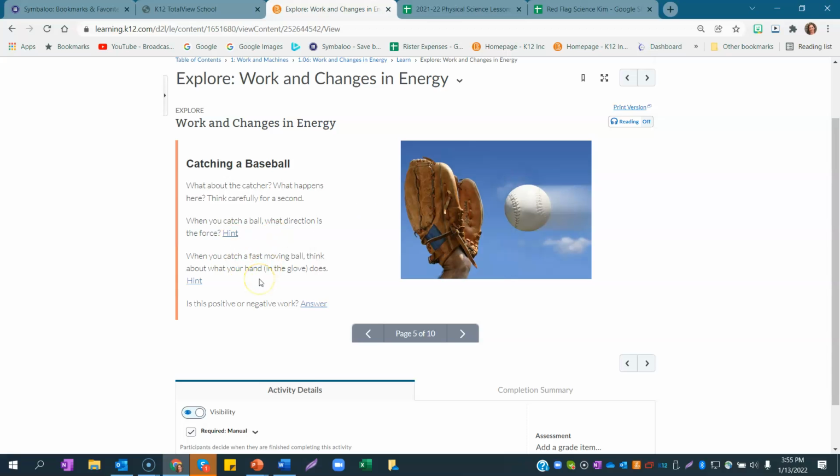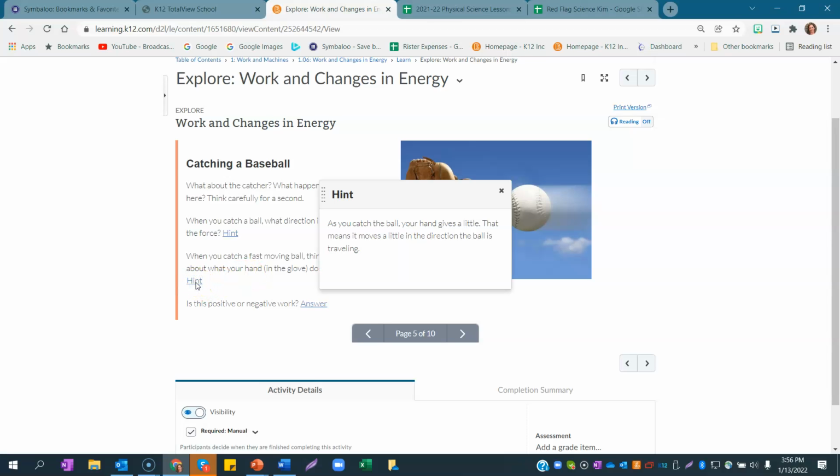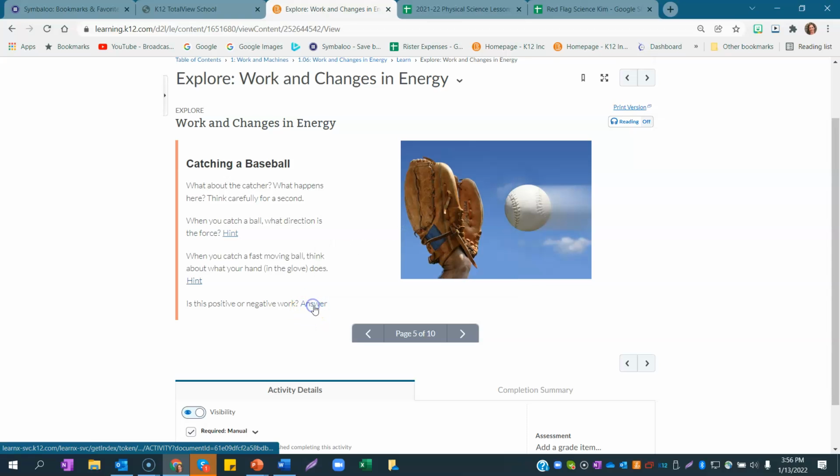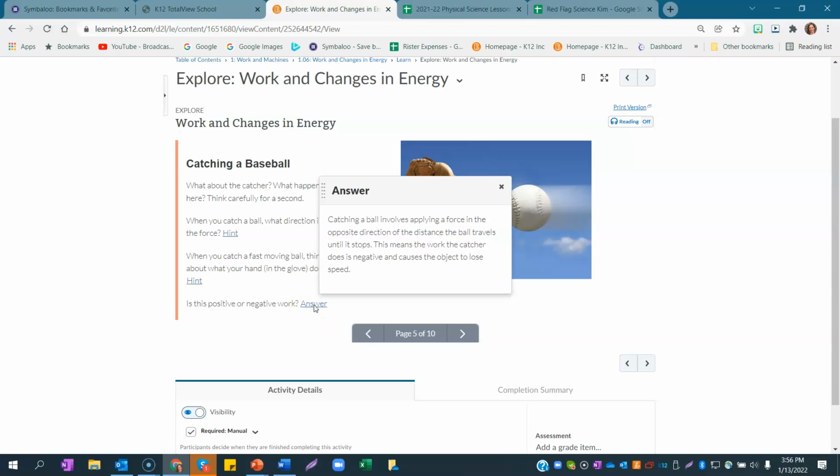When you catch a fast moving ball, think about what your hand in the glove does. Right? It's got to react to that. It can't just stop and have no motion. That would break your hand. Your hand's kind of absorbing some of that energy from the ball. So as you catch the ball, your hand gives a little and it moves in the direction that the ball is traveling. So is that positive or negative work? Catching a ball involves applying a force in the opposite direction of the distance the ball travels until it stops.